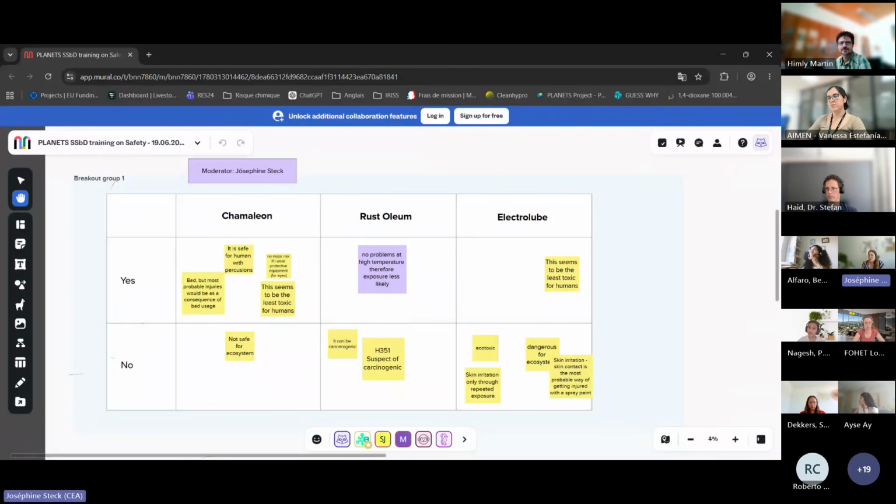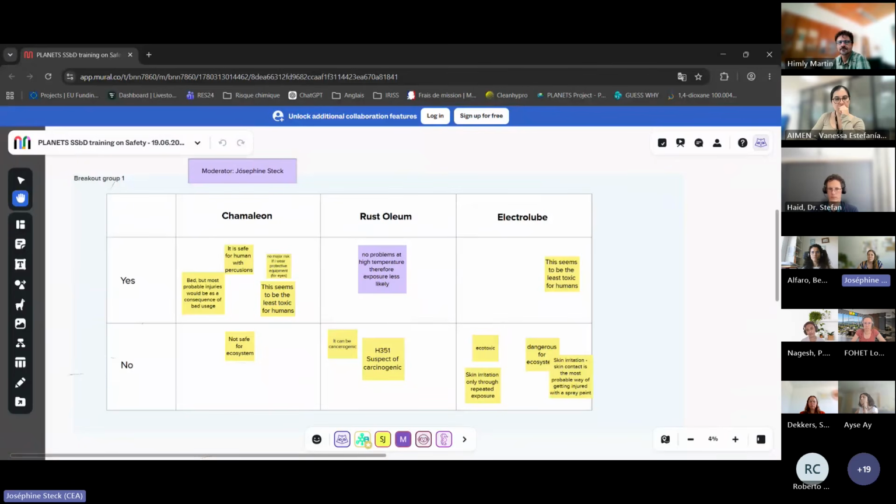We have a preference for the chameleon because it seems to be safer for humans, even if it's not safe for the ecosystem. Apparently, we will choose this one, but the electrolube seems to be not a spray paint, but another type of application. So we would not cancel this one now, and we would like to go further to have the exposure assessment as well, to see if it's easier to mitigate the risk with the electrolube than with the chameleon.